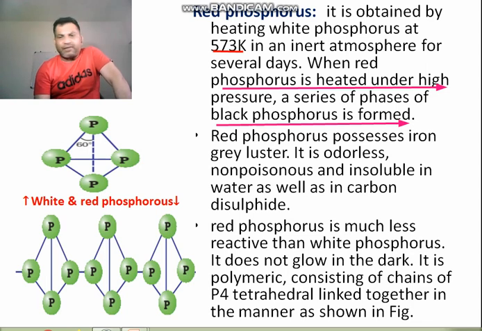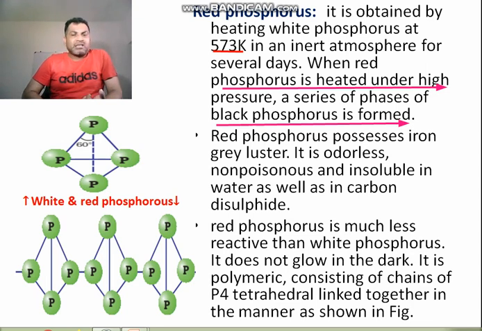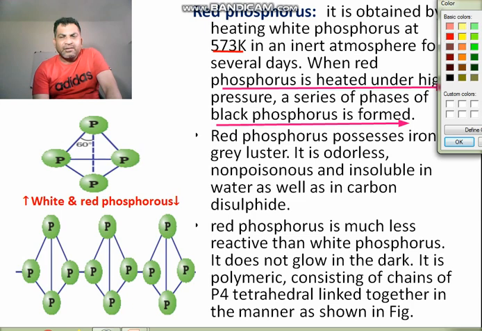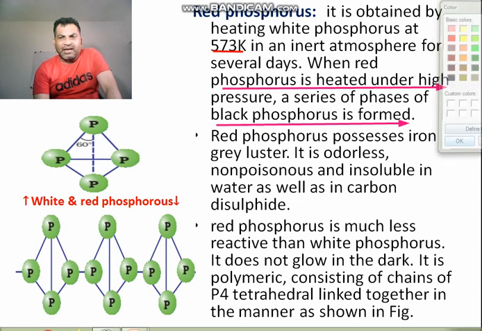Important point. Which phosphorus is insoluble in carbon tetrachloride? Which phosphorus is it, red phosphorus, in carbon tetrachloride or carbon disulfide? Red phosphorus is much less reactive phosphorus. It does not glow in the dark. It consists of chains of P4 tetrahedra linked as shown in the figure.